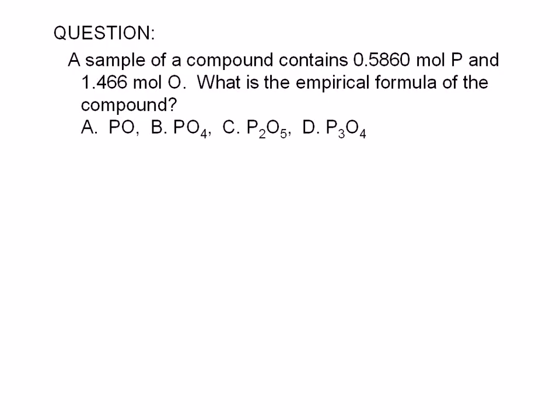A sample of a compound contains 0.5860 moles phosphorus and 1.466 moles of oxygen. What is the empirical formula of the compound? A. PO, B. PO4, C. P2O5, or D. P3O4.